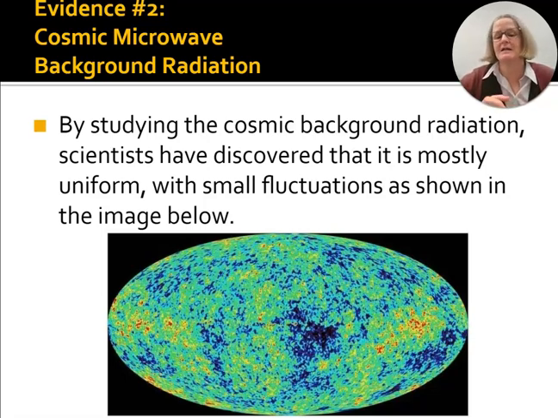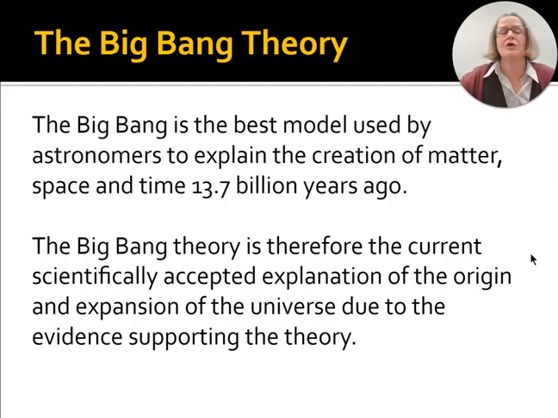And these are areas that have seeded galaxies as matter came together under its own gravity, which is also part of predictions people have made. So the Big Bang Theory is the best model used by astronomers to explain the creation of matter, of space, and of time, and it happened over 13.7 billion years ago.